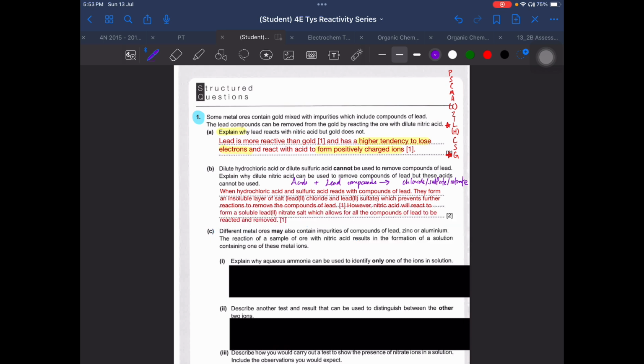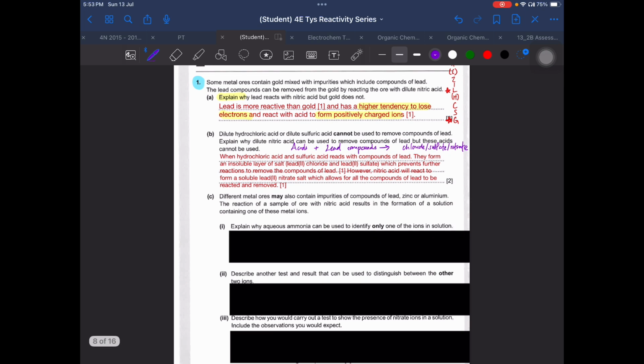However, when you use nitric acid, this will form lead 2 nitrate, which is a soluble chemical. Therefore, it will not hinder any further reaction. This then allows for all the compounds of lead to be reacted and then to be removed. So this question, being a bit more complicated, tests students on whether they are able to differentiate between the solubility of the product that's being formed. So when you read a question, do analyze and try to compare and identify what exactly is the concept behind it.